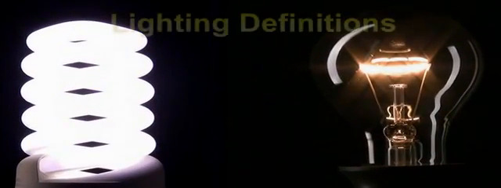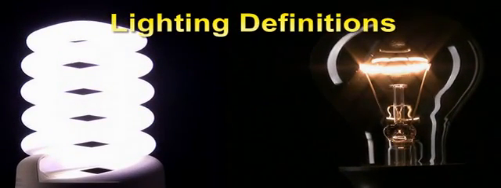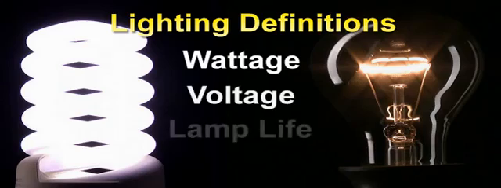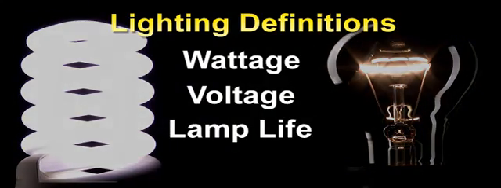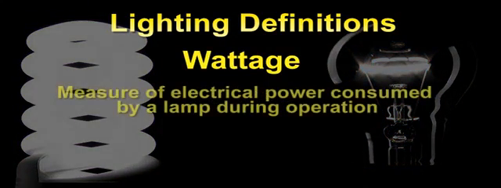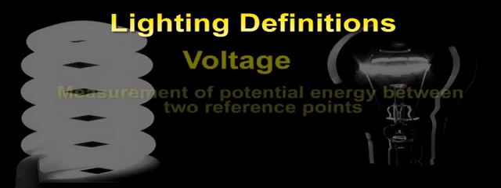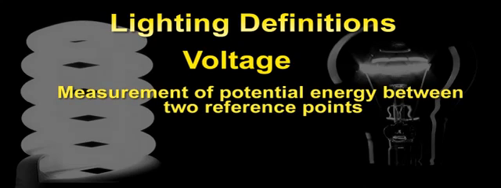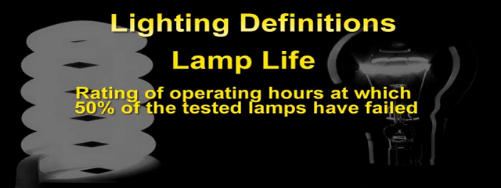There are several terms that help define important characteristics of lighting: wattage, voltage, and lamp life. Lamp wattage is a measurement of electrical power consumed by a lamp during operation. Lamp voltage is the measurement of potential energy between two reference points. Lamp life is the rating of operating hours at which 50% of the tested lamps have failed.